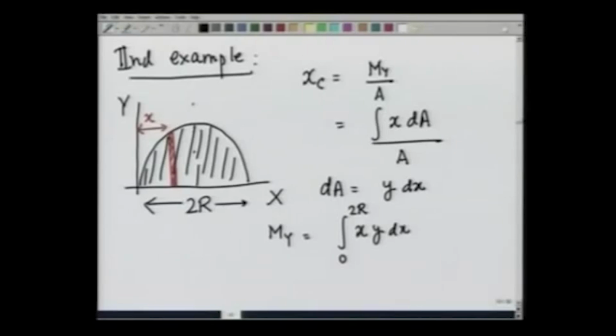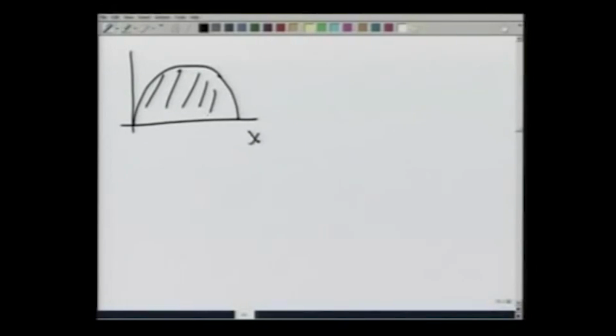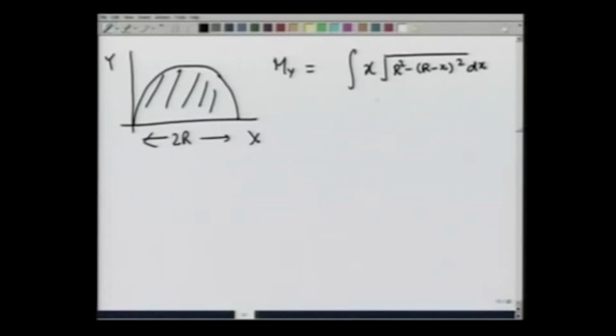What about the value of y at a given x? The equation of the circle whose center is at r, 0 is going to be (x minus r) squared plus y squared equals r squared, and therefore y is equal to the square root of r squared minus (r minus x) squared. Therefore My for the semicircle area is going to be equal to, this is 2r, the integration of x y, which is x times the square root of r squared minus (r minus x) squared dx, 0 to 2r.